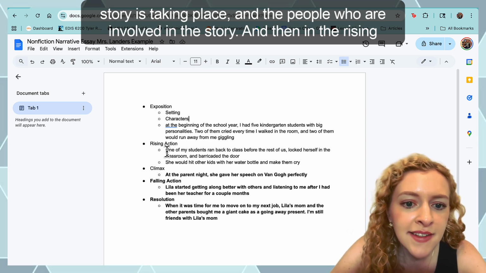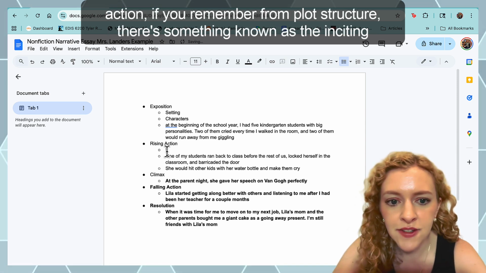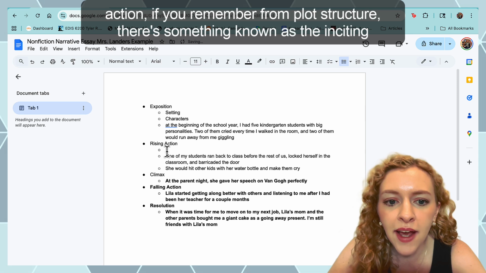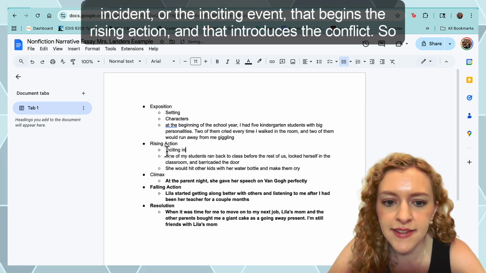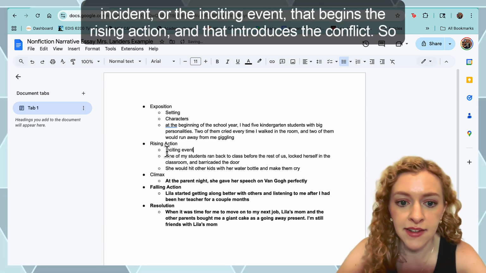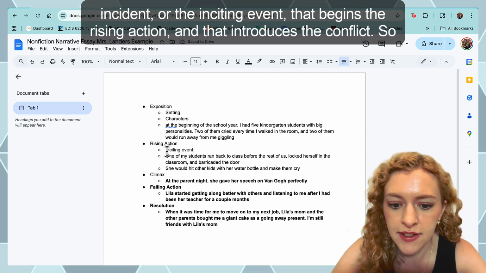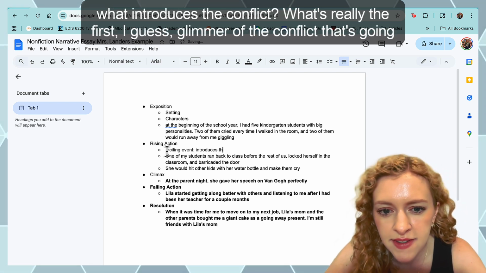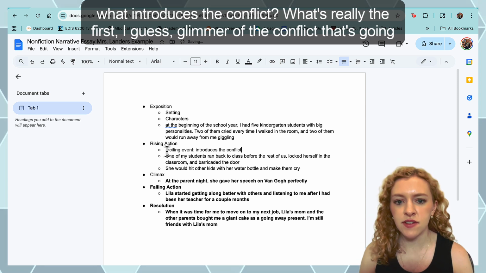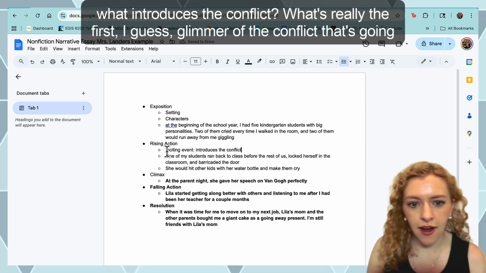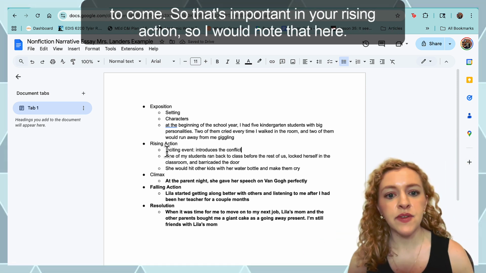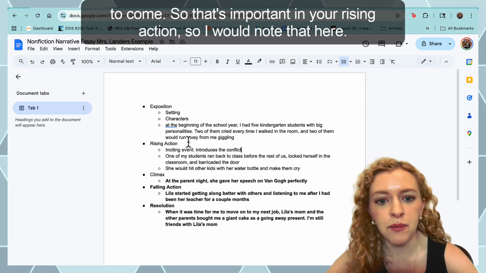And then in the rising action, if you remember from plot structure, there's something known as the inciting incident or the inciting event that begins the rising action, and that introduces the conflict. So what introduces the conflict? What's really the first glimmer of the conflict that's going to come? That's important in your rising action, so I would note that here.